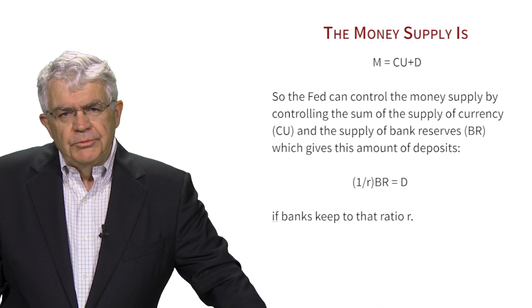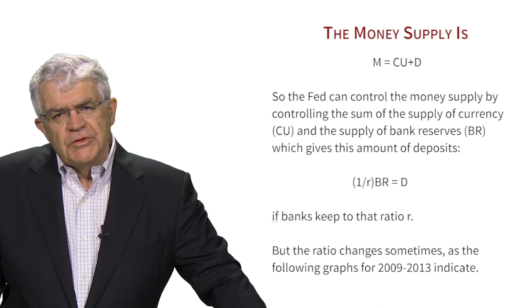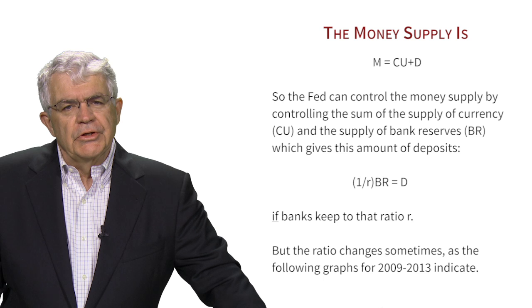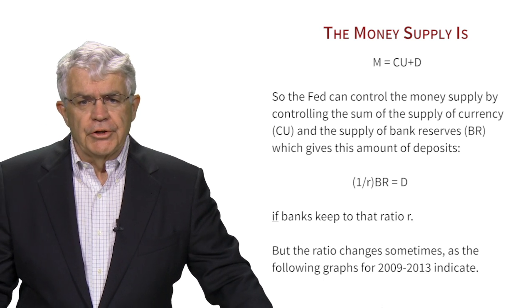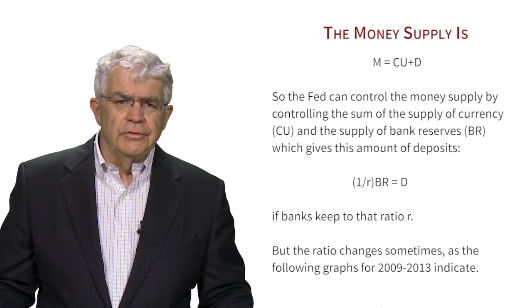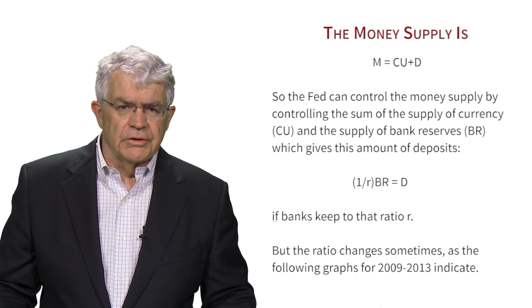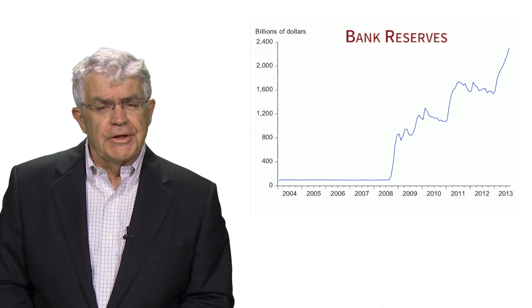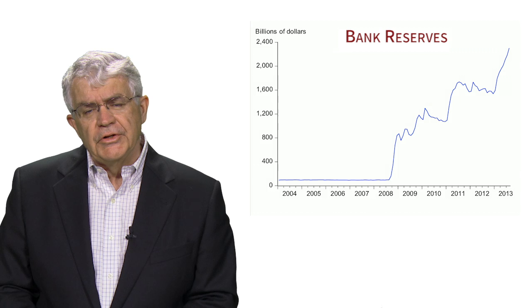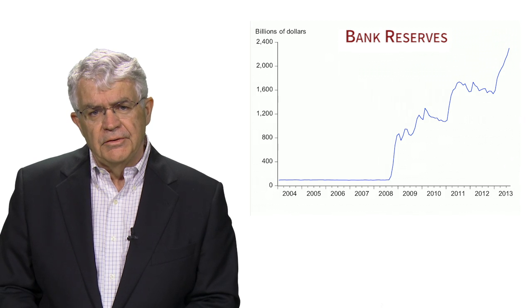That's generally how it is supposed to work. Now, sometimes the ratio changes, and in fact, there's been big changes in the ratio in recent years, and it's made monetary policy both more difficult and more interesting. And I want to conclude this discussion with some data to illustrate this. This is a picture of bank reserves. We know what they are now. Those are the deposits of the banks at the Fed.